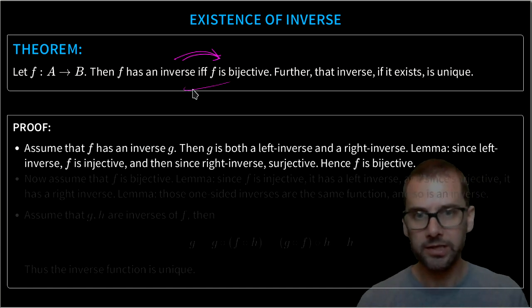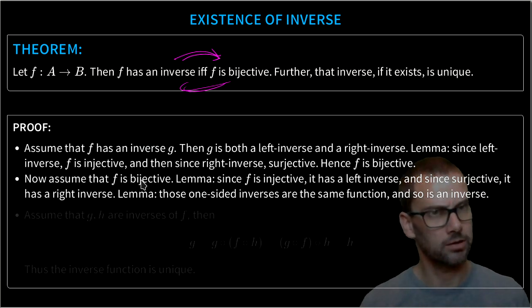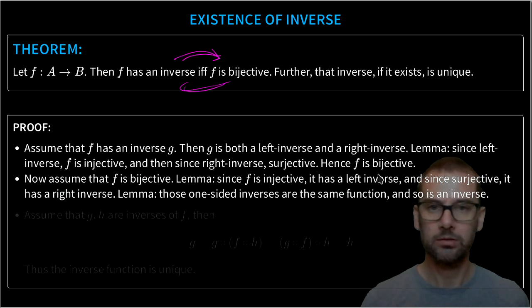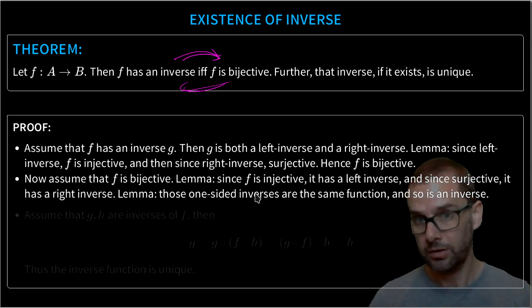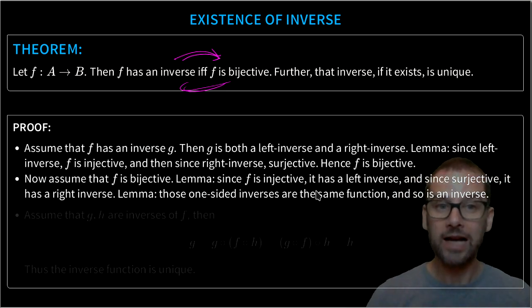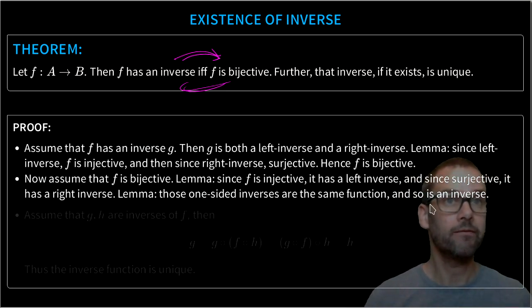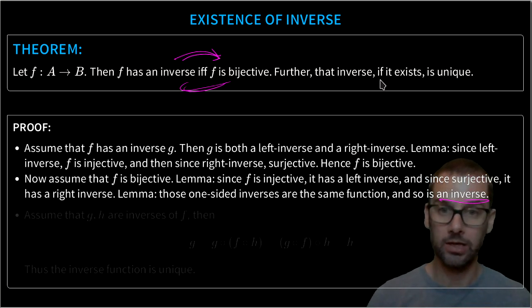Now to do the reverse implication, let's assume f is bijective. Since f is injective, because it's bijective, it has a left inverse. And since it's bijective, we know it's surjective, and so it has a right inverse. Those one-sided inverses we just proved are actually the same function, and so that function is an inverse. So we've proved both implications in this if and only if, and it only remains to show that the inverse is unique.